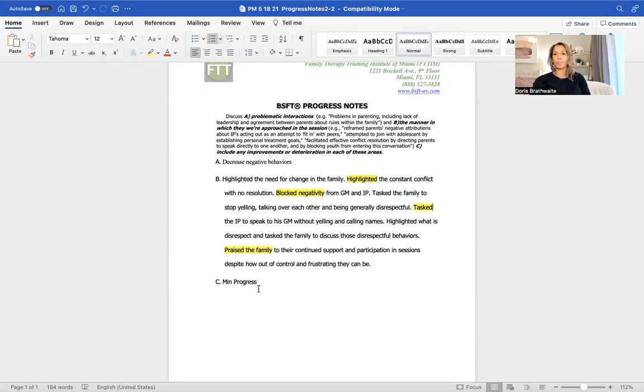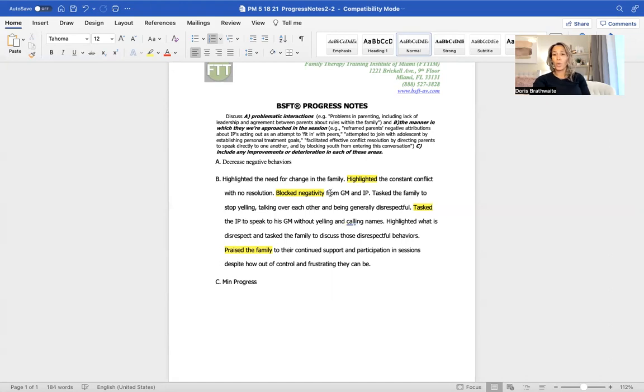Minimum progress made. And then if you're going to work on 2 goals that particular week, down here, another A, another B, and another C. You're going to have hierarchy as A. B, what I highlighted or what I blocked or what I tasked, right? And then ideally praising. And then I'm going to say if there was any progress made to that hierarchy goal, because there could have been minimum progress made for the decreased negativity and no progress made from a hierarchy standpoint, or progress made from a hierarchy standpoint. So it will just depend on what you did in the session.